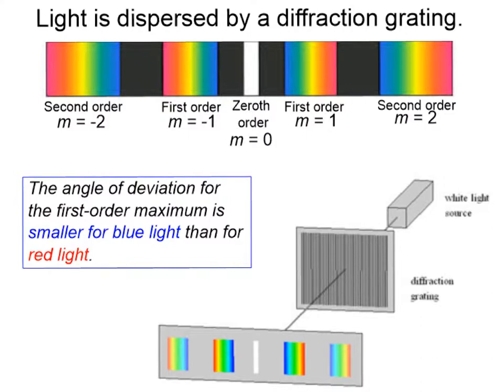And notice that the angle of deviation for the first order maxima is smaller for the blue light than for the red light, and then the red light would be here. If you think about this in terms of this picture, here's our light source, and it's passing through this diffraction grating. You can see that the angle for the blue light being dispersed is smaller than the angle for the red light, and that has to do with the fact that they have different wavelengths.